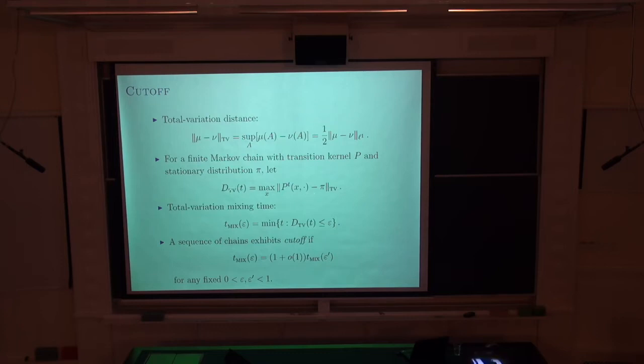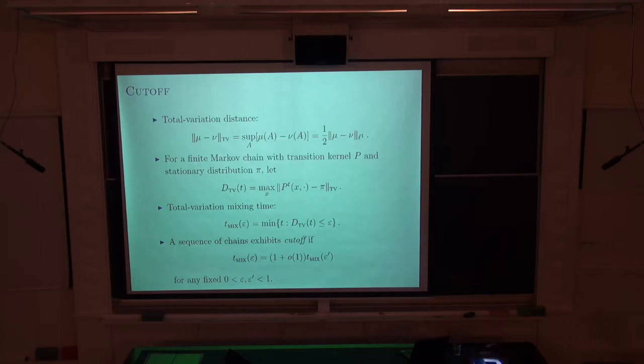And the mixing time has a parameter epsilon, which is the first time where the total variation distance goes below epsilon. By the way, this function d_TV of t is monotone decreasing in t. So the first time it goes below epsilon, it will then stay below epsilon.